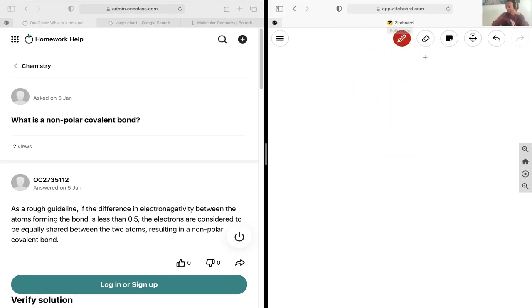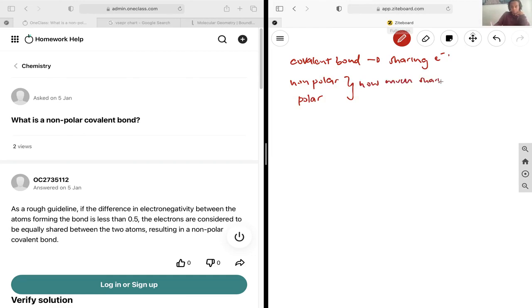All right, next question we want to answer, what is a non-polar covalent bond? And so to answer this, we need to think of what a covalent bond is in the first place. And covalent bonds are created by sharing of electrons. So the electrons are at a point that is practically right between the two atoms, then what you're going to have is a nonpolar bond. So nonpolar is when sharing is roughly equal.